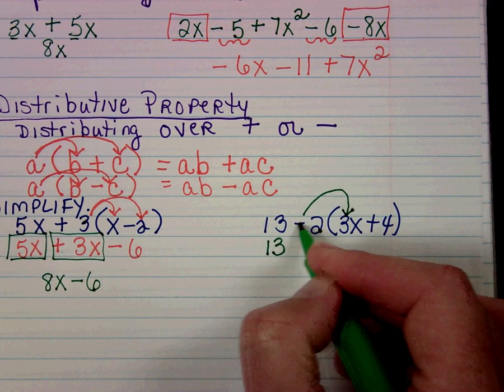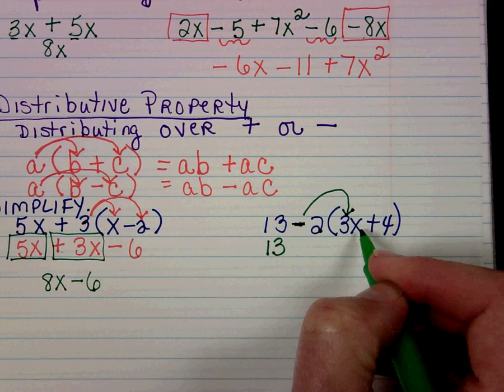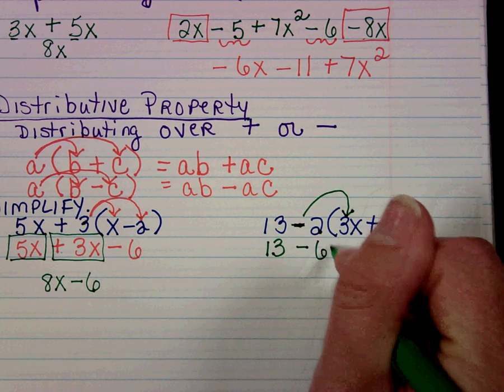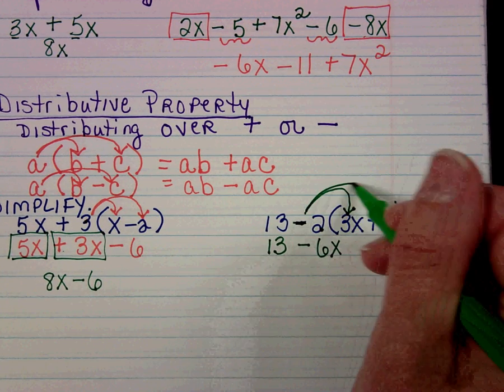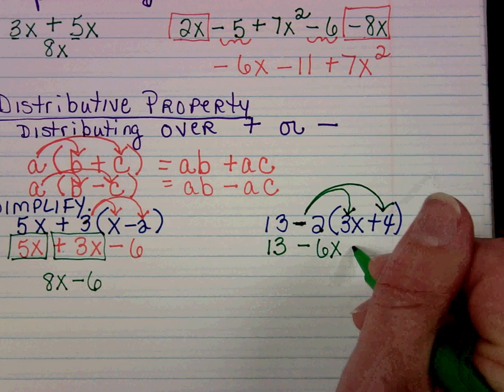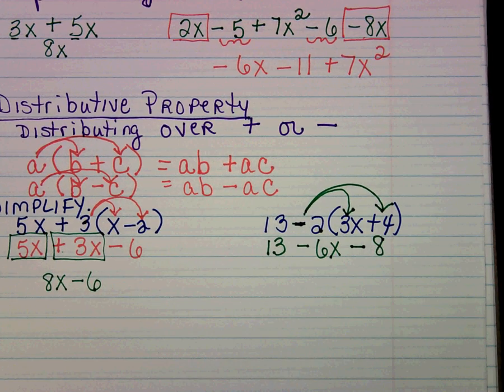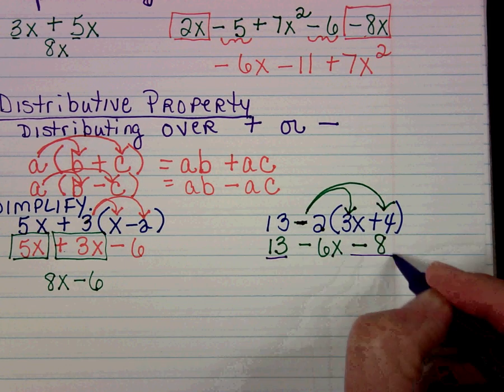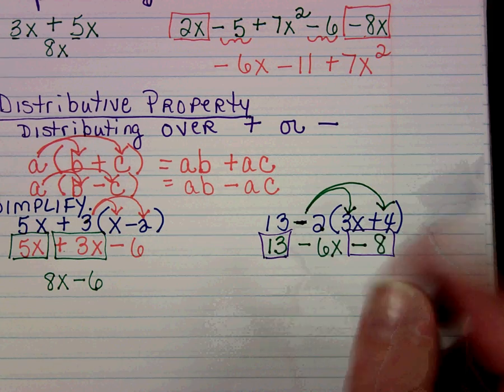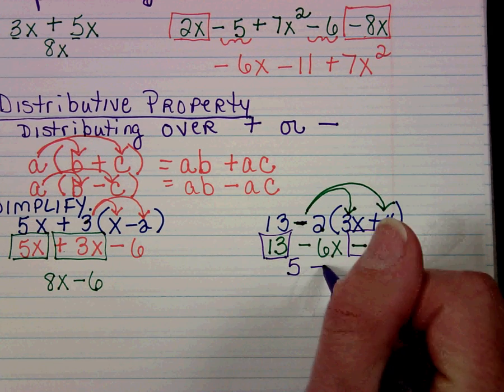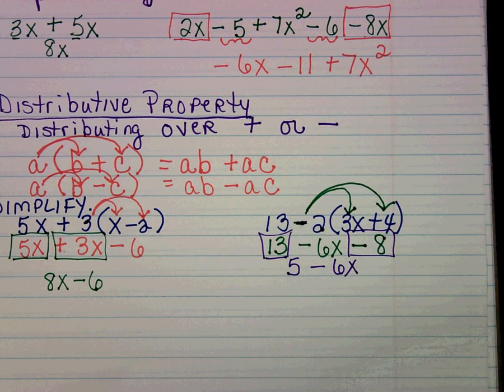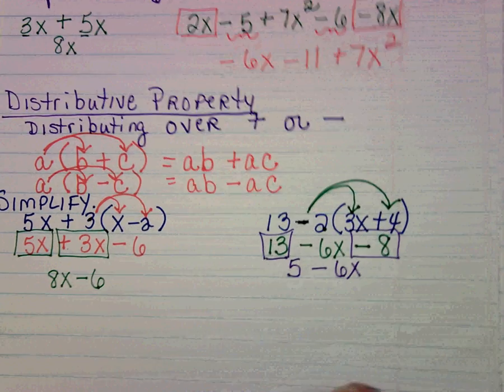So it would be -2 times 3x, which is -6x, and then -2 times +4, which is -8. Okay? And so now let's look for our like terms. We've got 13 and -8 that go together, so that makes 5 minus 6x. Okay, so let's take this now and let's apply it to our solving equations.